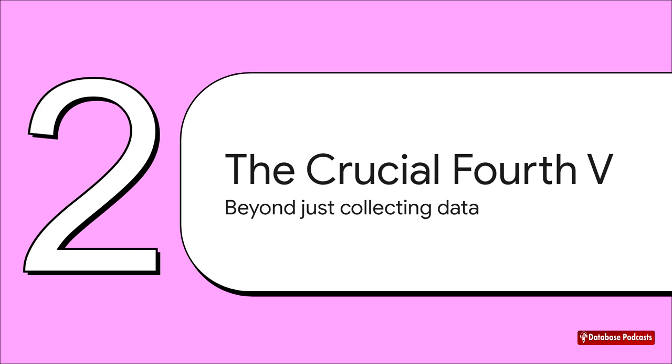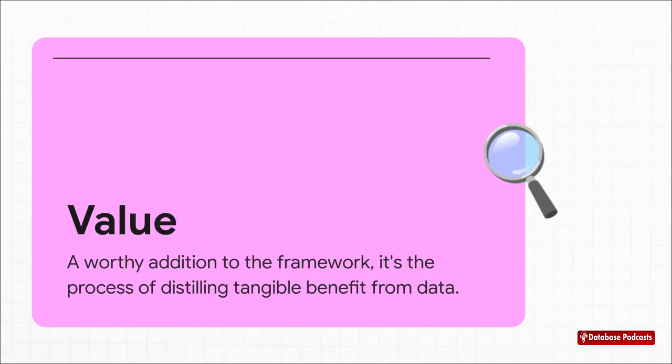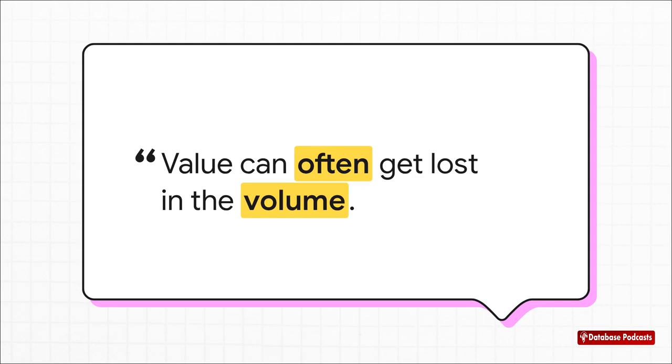But with all that data flying around, what's the actual goal? Why are we even doing all this? And that is where the fourth and maybe the most important V comes in, value. Because what's the point of collecting all this data if you can't get something useful out of it? It's all about turning that raw data into actual, actionable insight. There's this great saying that value can often get lost in the volume. And it's so true. Without a clear focus on value, the other 3 Vs, they're just noise. They're a technical problem, not a business solution. The real challenge is finding that needle of value in the haystack of complexity.